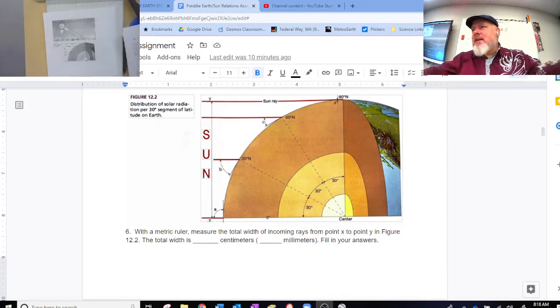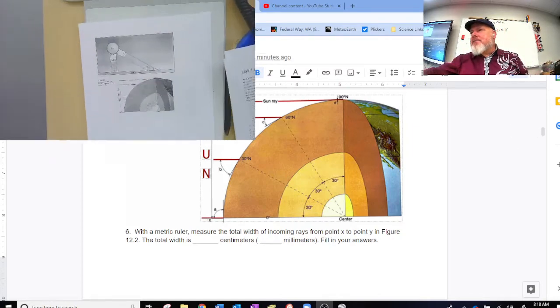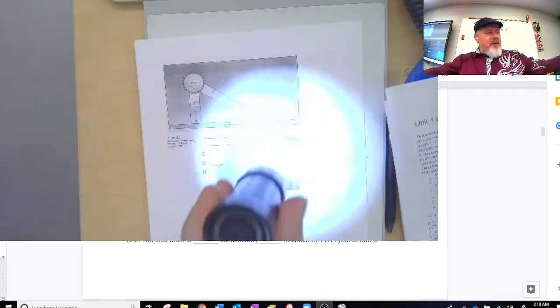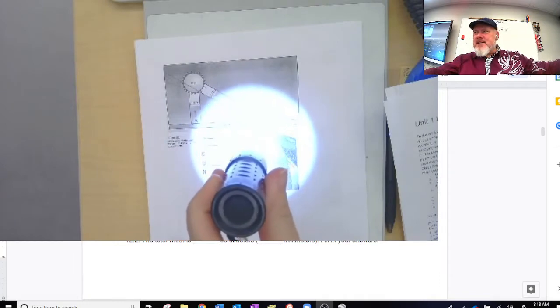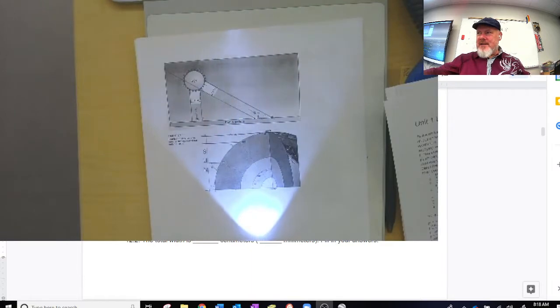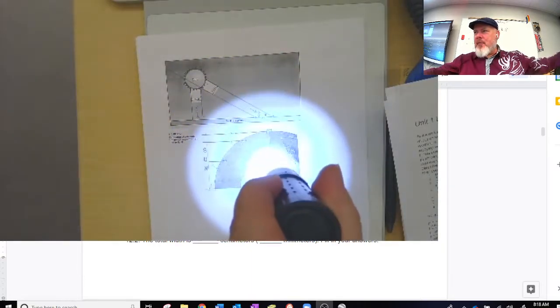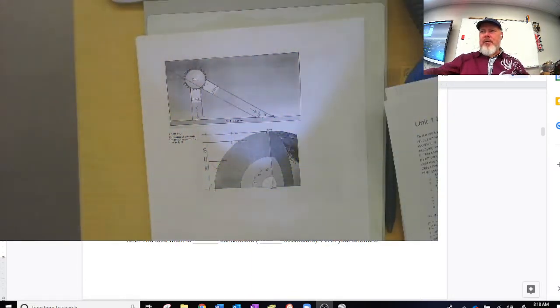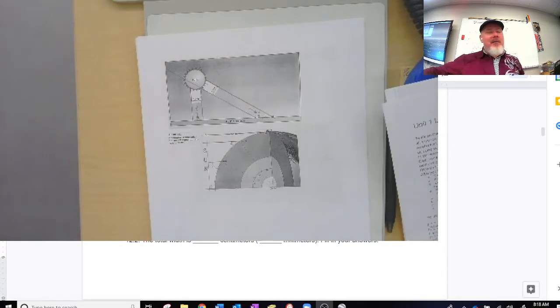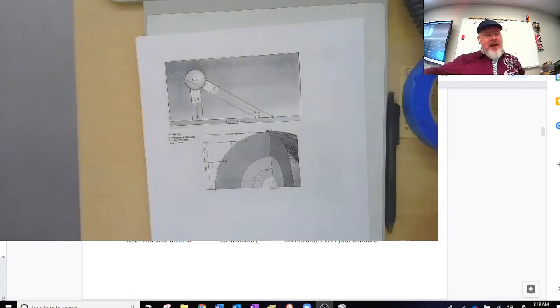So once again, we're using my flashlight here to determine how bright it is. This is what the sun intensity is like at the equator. At the North Pole, the sun intensity is about like this. Look at that. It's a lot brighter at the equator than it would be at the North Pole. So that's what we're working with, this intensity. And understand, the more intense the sun is, the warmer the temperature is going to be. So let's take a look at question number 6.